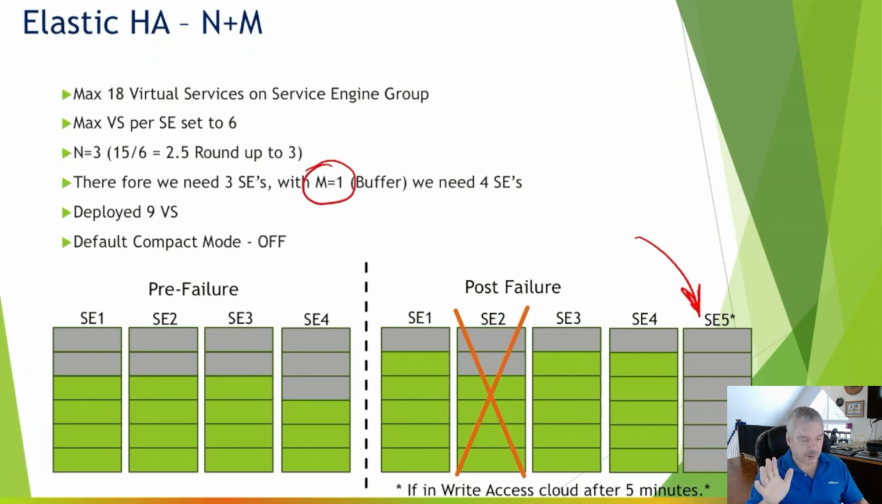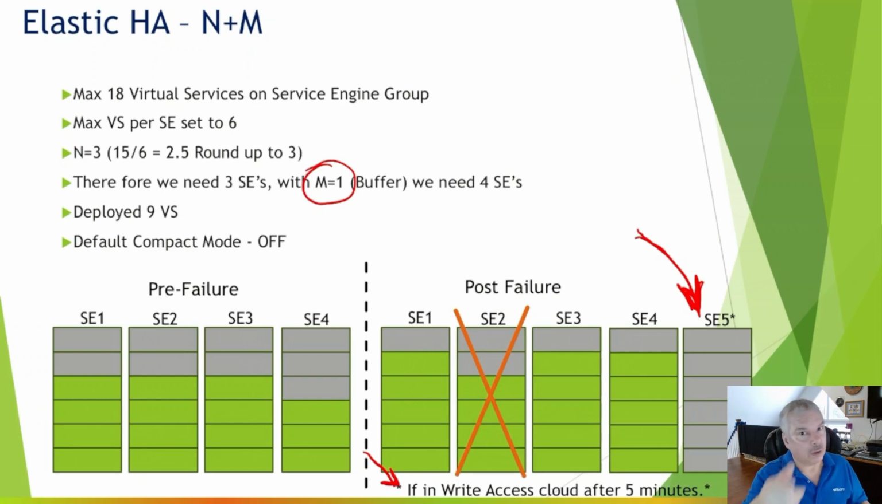Now, there's a concept here I want to make sure you understand. It says if in a write access cloud. There's a thing called a no access cloud and a write access cloud. This means: does my controller cluster have proper permissions or access to deploy these service engines? Does it have access to create the VMs in my VMware environment or my AWS, whatever? That's what the cloud is. When you're setting up your cloud connector, you specify if it's going to be a write access cloud or not. If your controllers have write access, it can spin up this 5th service engine.